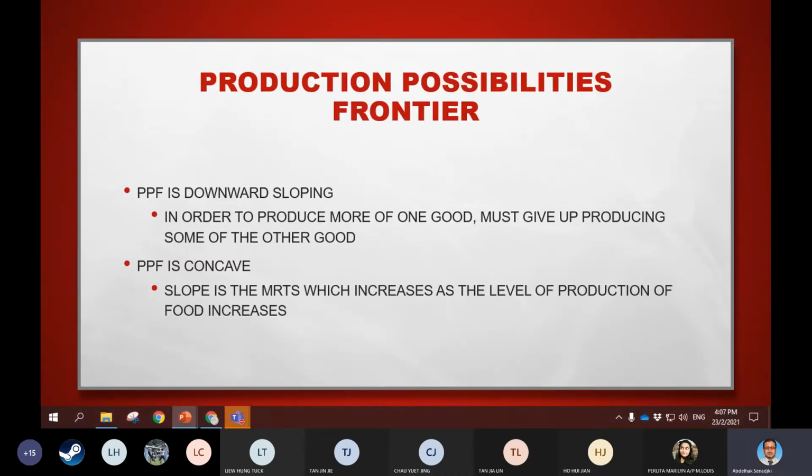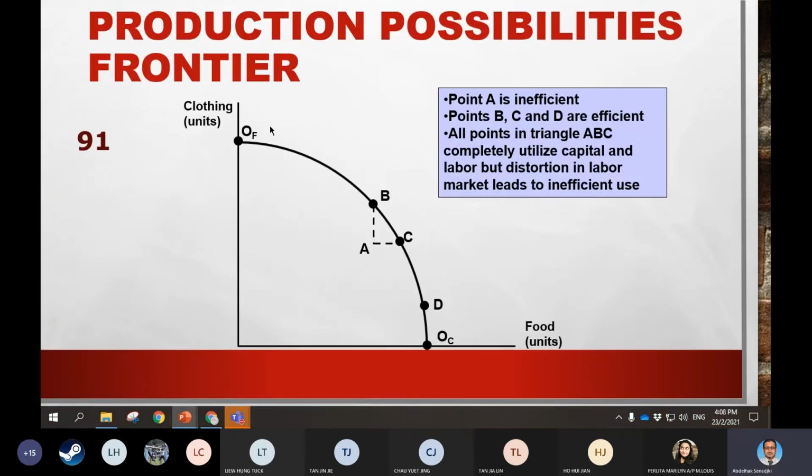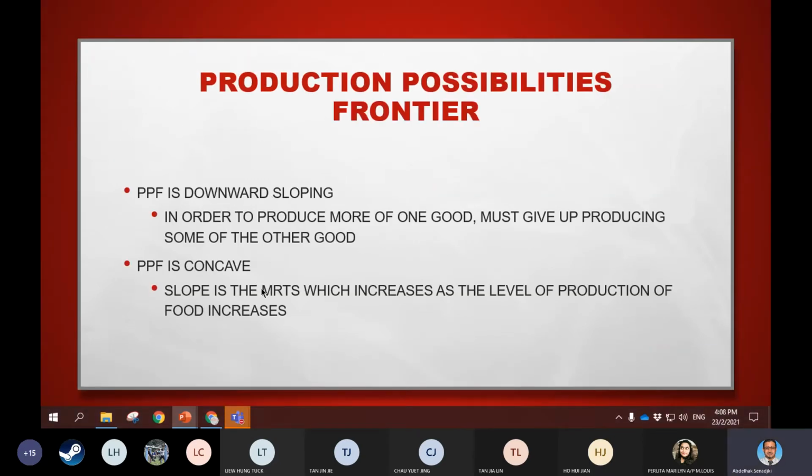Now, we have the PPF, or production possibility frontier, which is downward sloping, as I said. In order to produce more of one good, we must give up producing some of the other good, and it is concave in that way. So the slope is the marginal rate of technical substitution, which increases as the level of production of food increases.